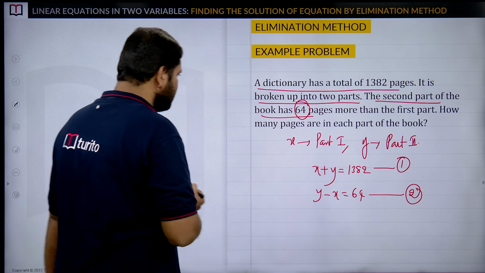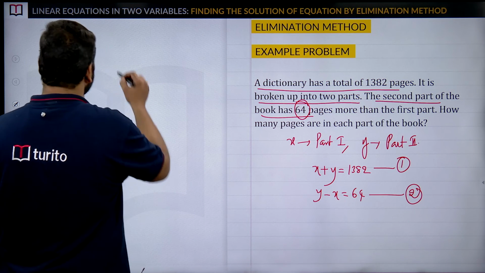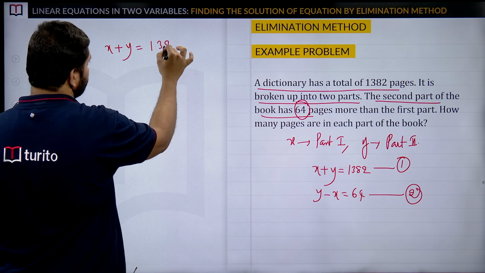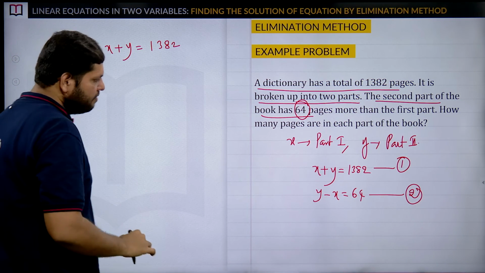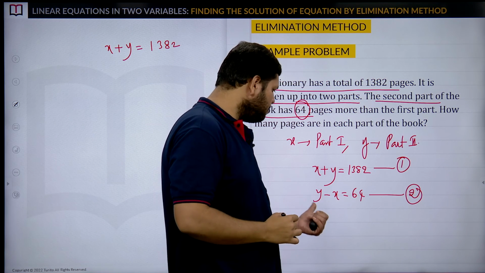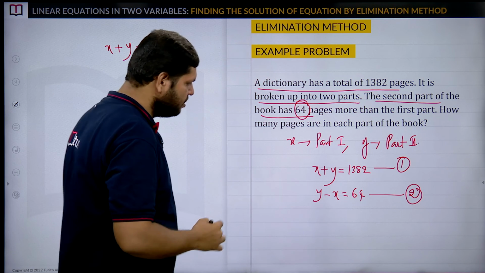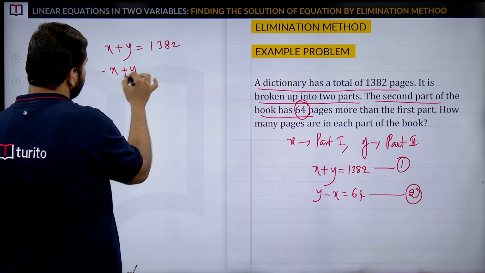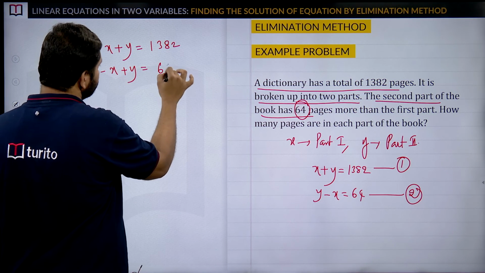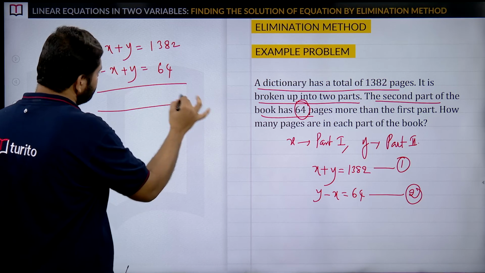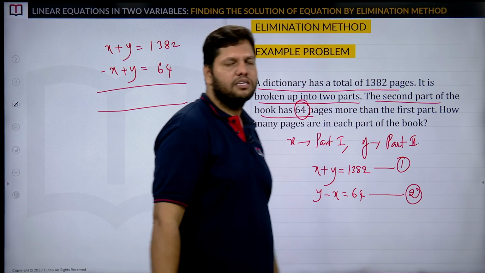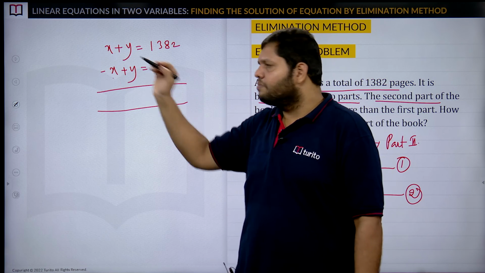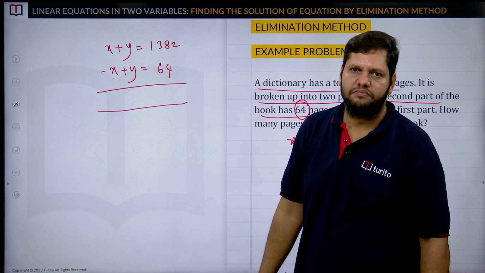Okay. Now children, what am I writing? The first equation I am writing directly: x plus y is equal to 1382. Children, in the second equation, first I am writing the y variable, then the x variable. Sorry, x variable first, then y variable. So minus x plus y is equal to 64. Children, do simple addition. Why? Because see, here the x variable is positive, here the x variable is negative, and the coefficients are the same.